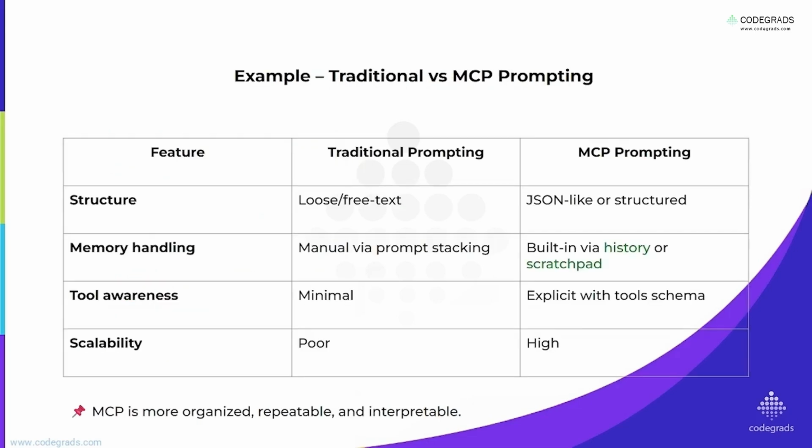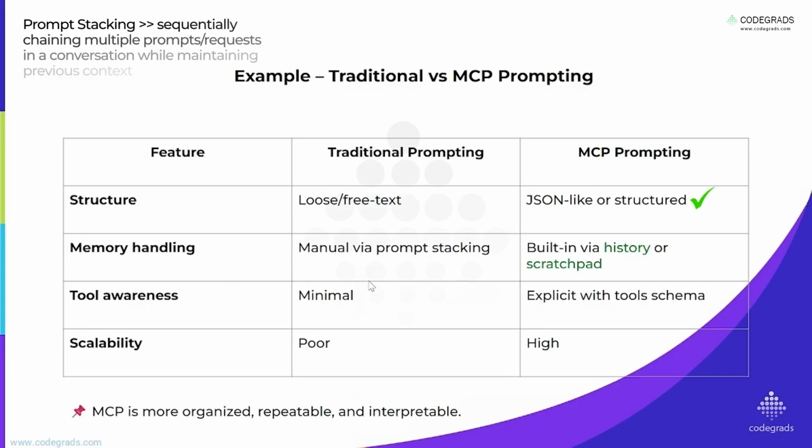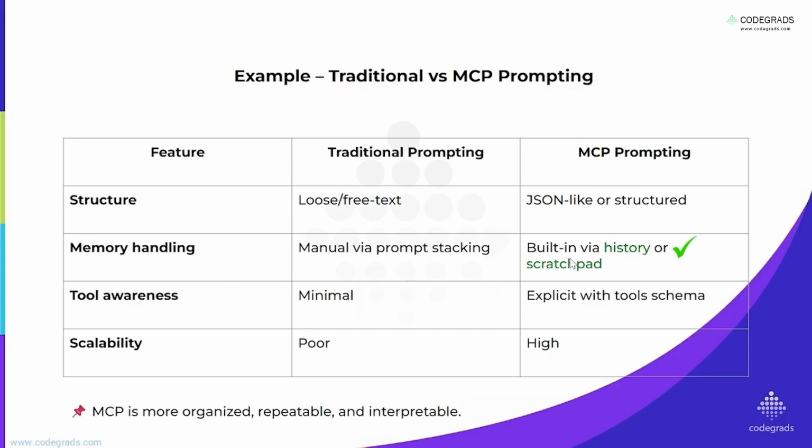Now we'll see the comparison between traditional versus MCP prompting. First of all, if we consider the structure, the traditional prompting structure is loose or free text, while the MCP prompting is JSON-like or structured, in the dictionary format. In case of memory handling, it is manual via prompt stacking, but in case of MCP prompting, it is built in via history or scratchpad.